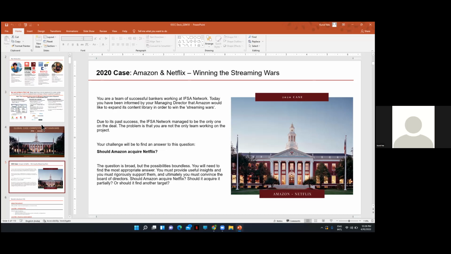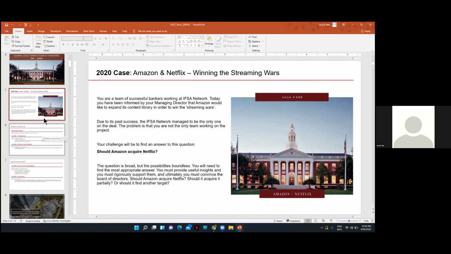And mind you, this is 2020, when Apple TV, Disney Plus, and all of these services had just come into the picture. So Amazon really was facing competition. And this was, in my opinion, a very aptly timed case, because that's when OTT really picked up, when COVID started. So this was the kind of case we had. And I can now go into the solution structure that was recommended for this, and that we ended up following to an extent, and also improvising on.